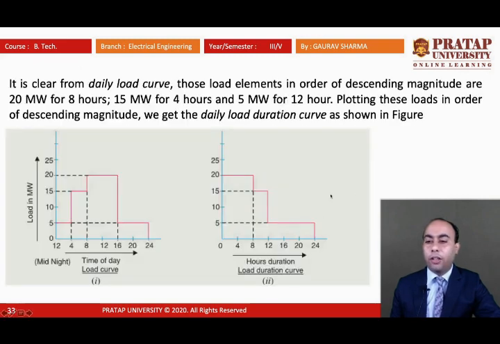Now in the figure you see the load duration curve. It is clear that from the daily load curve, the load elements in order of descending magnitudes are 20 megawatt for 8 hours, 15 megawatt for 4 hours, and 5 megawatt for 12 hours. So this is the load curve and this is the load duration curve. It is in the descending order. Here we consume 20 megawatt, here 15 megawatt, and here 5 megawatt for the periods of 8 hours, 4 hours and 12 hours. So it is the load duration curve.